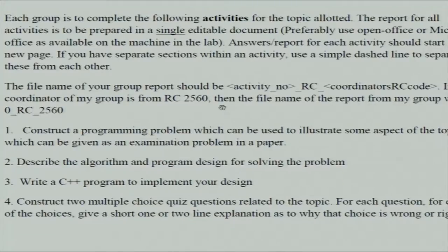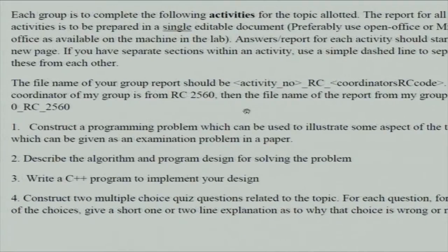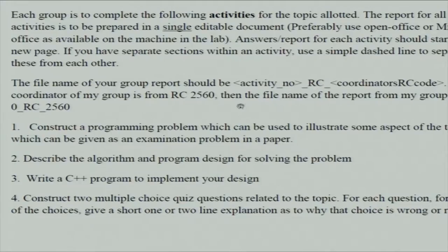And the file name has to be given very, very specifically in this fashion. The file name of your group report should be the activity number, underscore, RC, underscore, the coordinator's RC code. Each group has a coordinator. I hope you have already worked that out. Except for two labs, I did not have that information. And from one lab, I have information about all the group members, but no coordinator has been identified in the list which I got. So I will tell the TS to get that information, but that is okay. So this is what you will have to give.